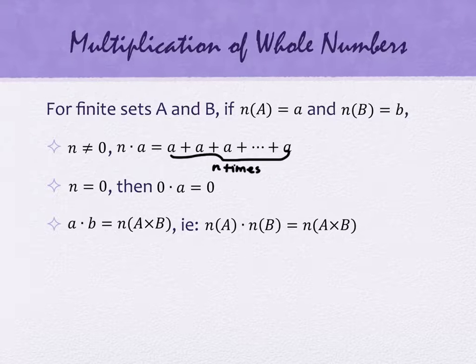And A times B is equal to the Cartesian product that we had seen before, A cross B, and the number of items in that set. We saw that happen back in chapter 2. I think it was about 2.2.